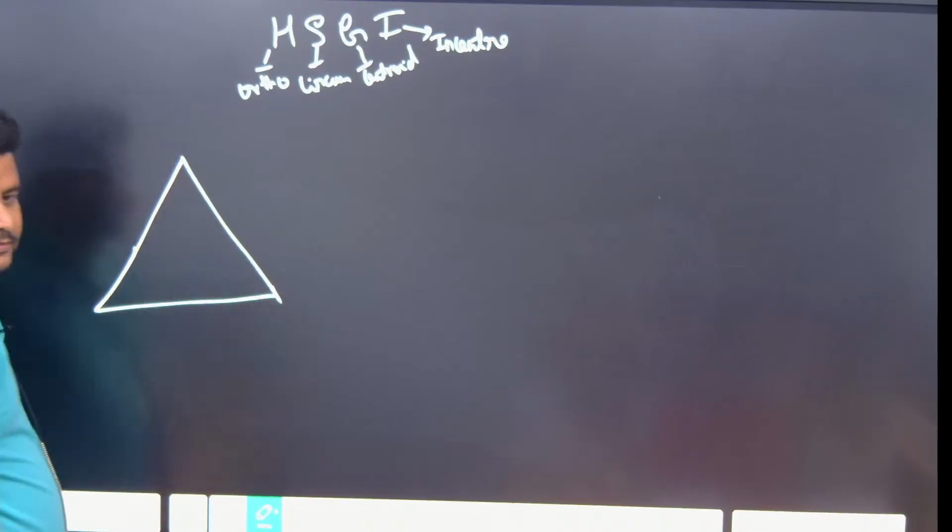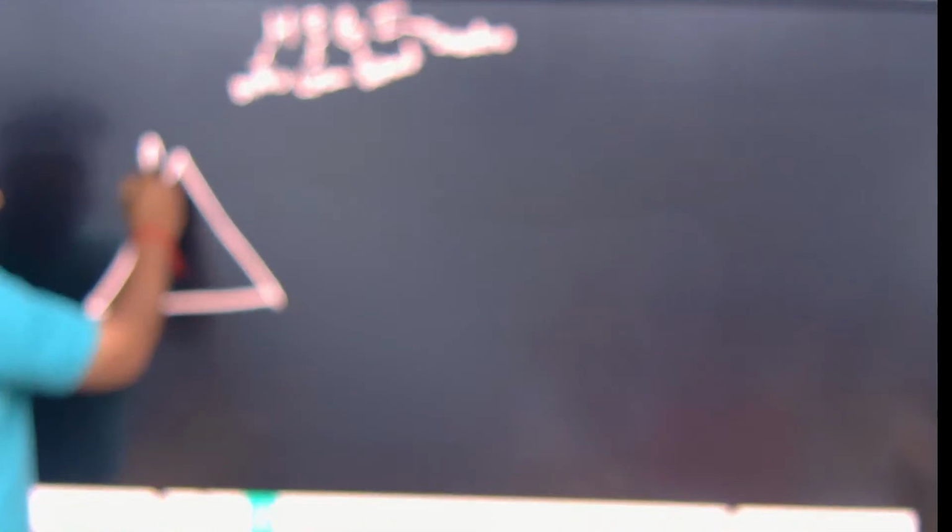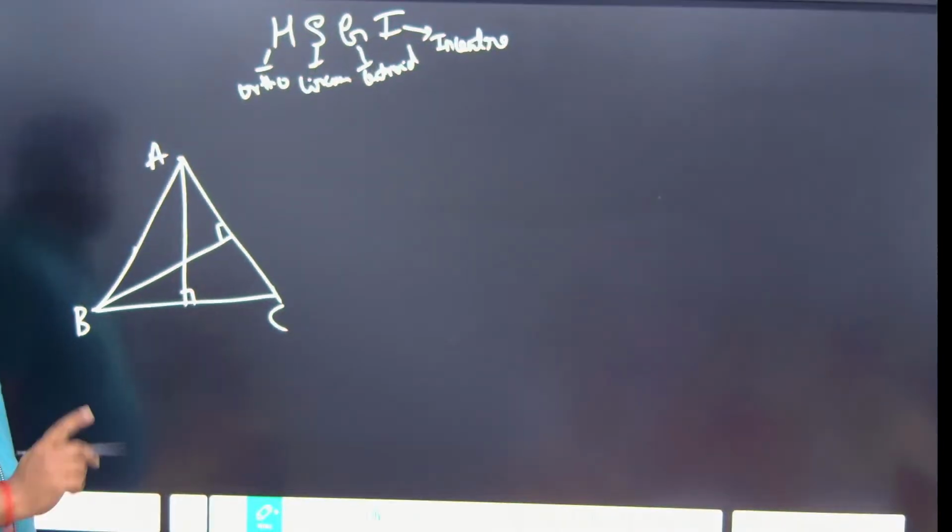In that, if you draw altitudes, so this is ABC. If you draw the altitudes, how many altitudes can you draw from these points? 3 altitudes. This is one altitude. Altitude means this will be 90 degrees, this will be 90 degrees. This is not a midpoint. I am telling just altitude.